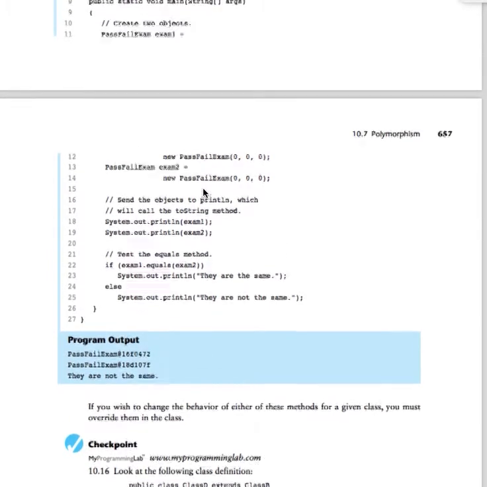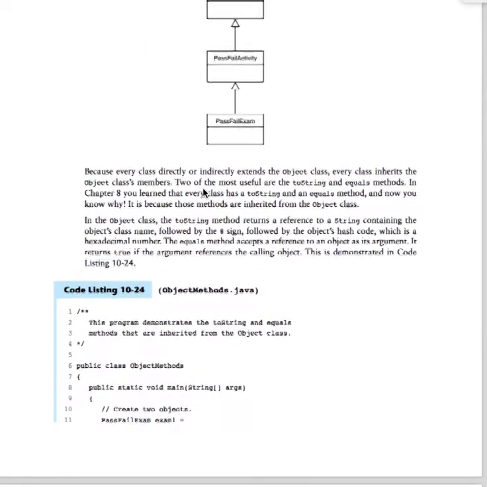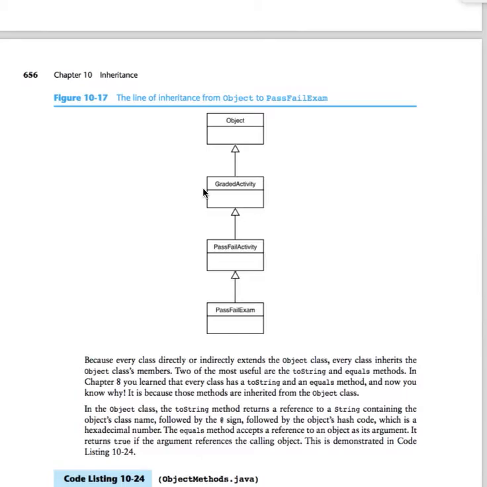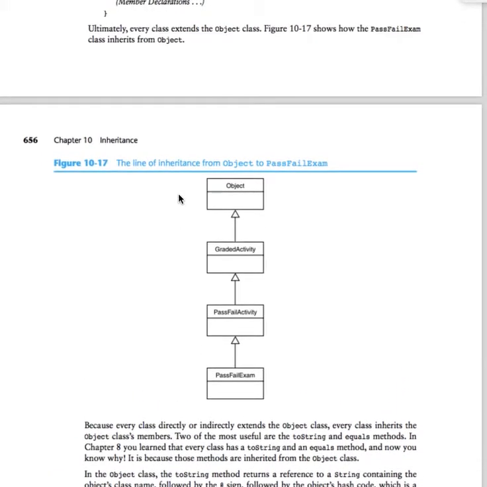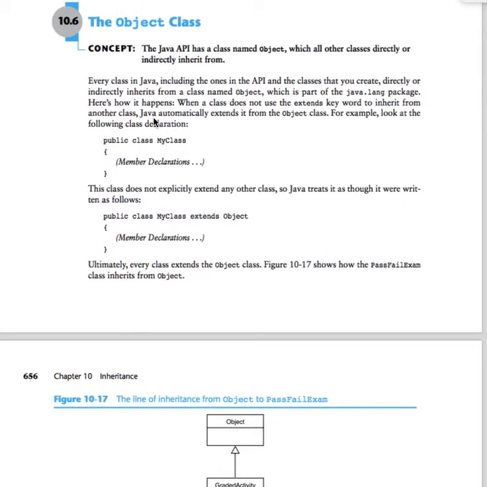Now, the whole point of this little demonstration here is to understand that every class in Java, whether you do it or not, inherits from the object class. And it's something we should know that the object class has two very commonly used methods, the toString and the equals, and we commonly override those methods in the classes that we write.